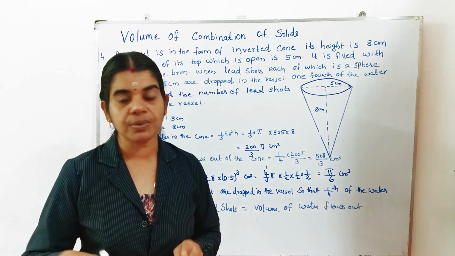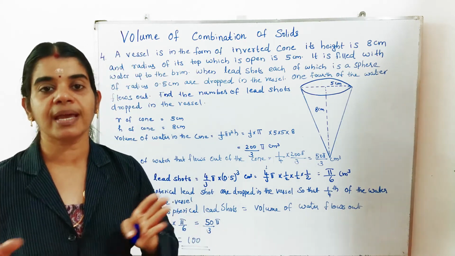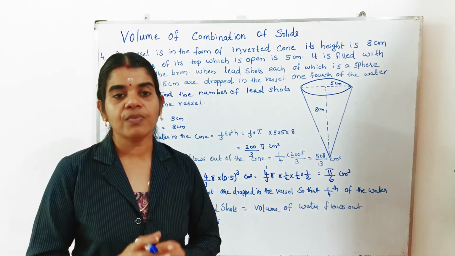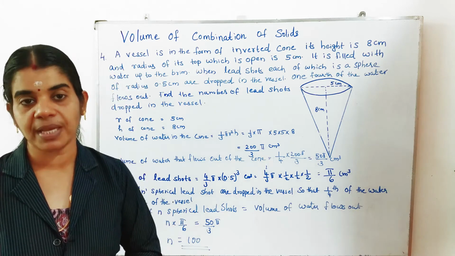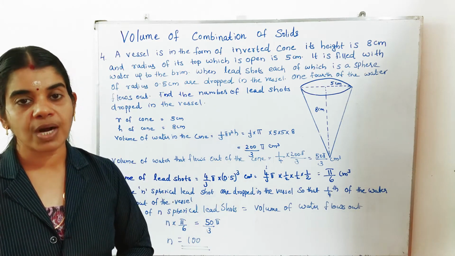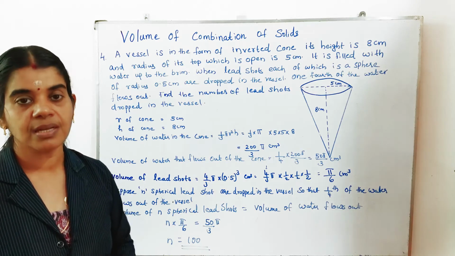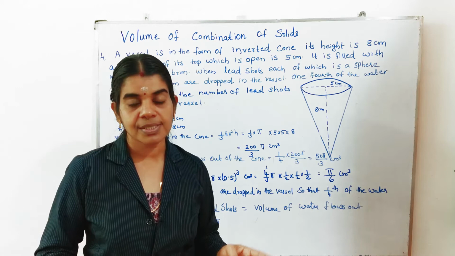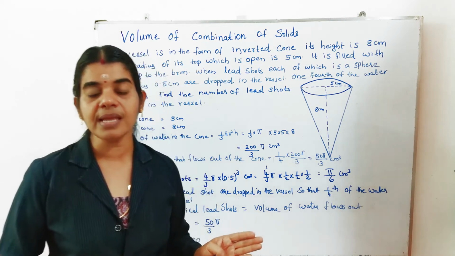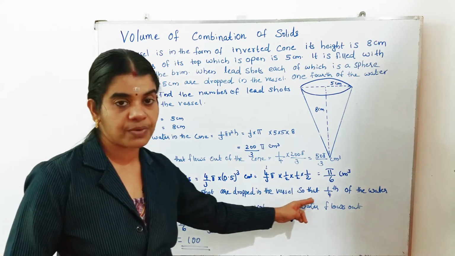We are putting the lead shot, then water flows out. Then what will be the relation between the water flows out and the volume of the lead shot? What will be the volume of the lead shot? That much water. Both will be equal. Then water flows out is equal to volume of the lead shot. What is the relation? So n into, you don't know how much lead shots are there. So n we are giving, n into volume of one lead shot is equal to water flows out.